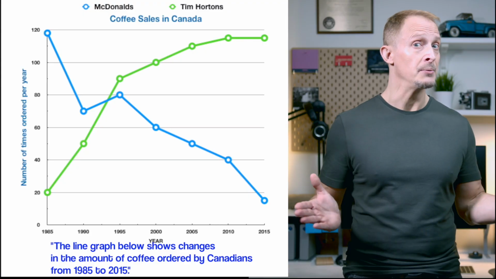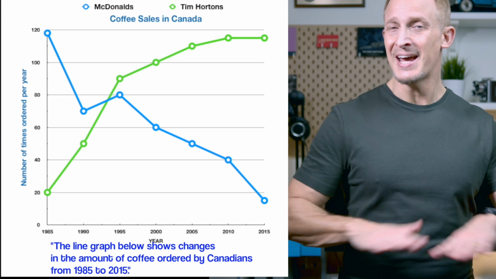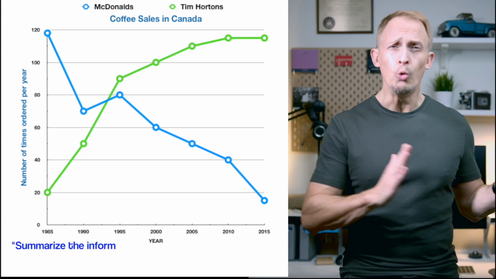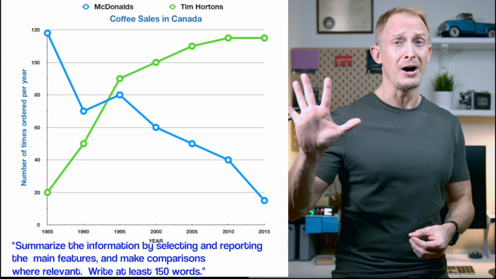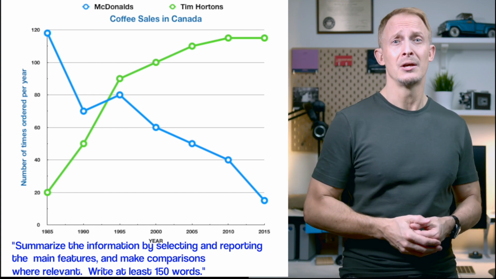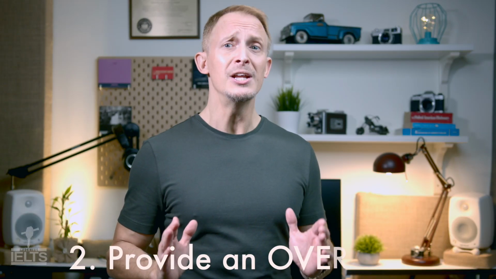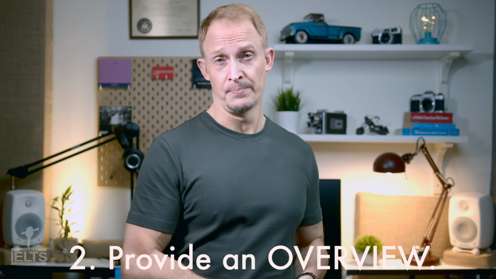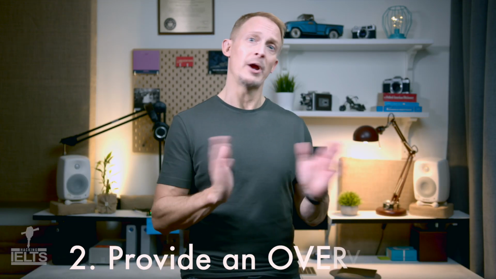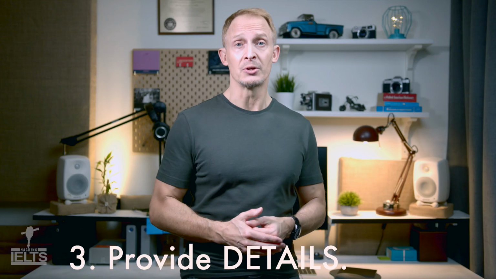Okay, let's look at the legend. What do we see? What's on the y-axis? And what's on the x-axis? To review way back from episode 5, there are 3 basic requirements to organizing our Task 1 writing. First, we need to introduce the line graph. Second, we need to provide an overview. Do you remember overview from way back? Finally, we need to provide details about the graph.